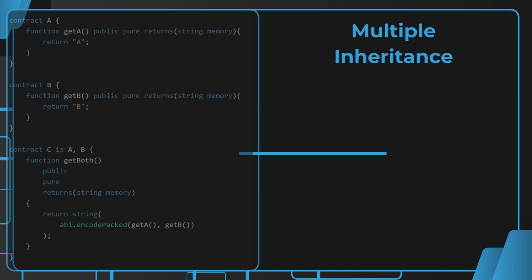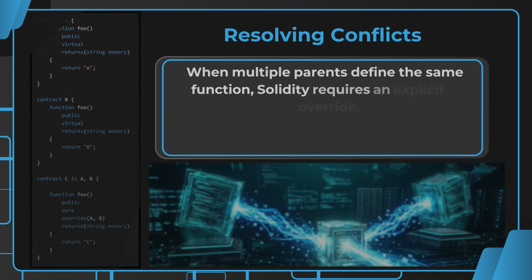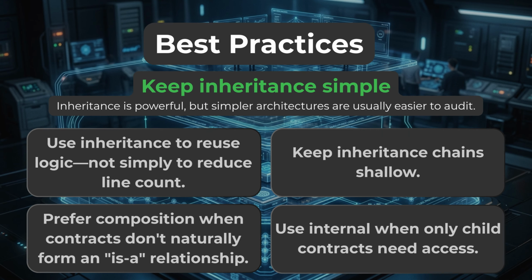A contract can inherit from more than one parent. When parents define different functions, the child inherits all public and internal members from both. No naming conflicts, no problem. When they define the same function, the child must resolve it explicitly. The child can't simply write override, it must list every parent, like override(A, B). Skip that, and the contract won't compile. The order in is A, B also matters. Solidity follows a deterministic inheritance resolution order, which affects which implementation super calls.